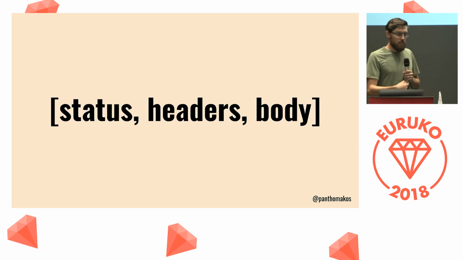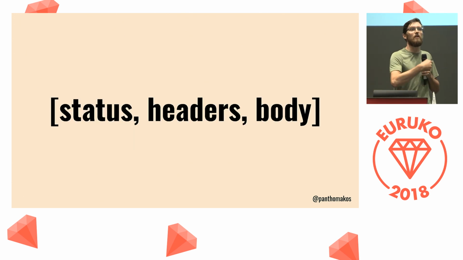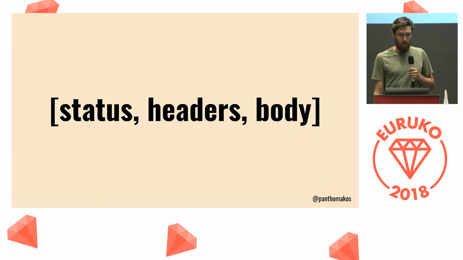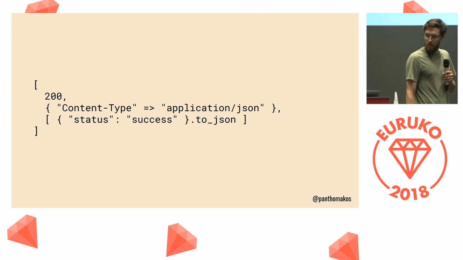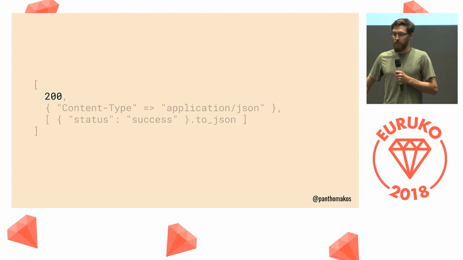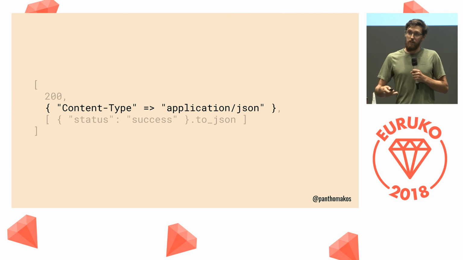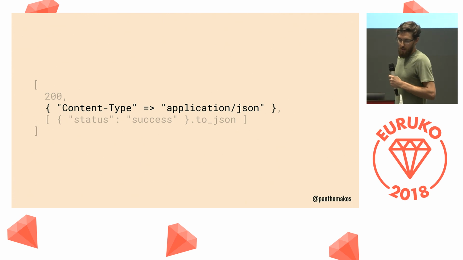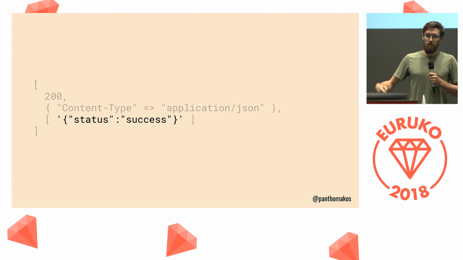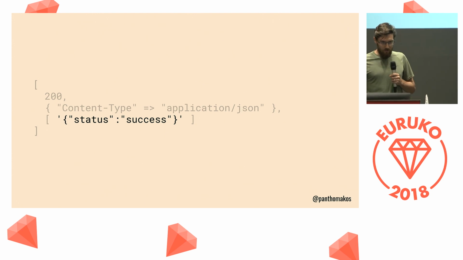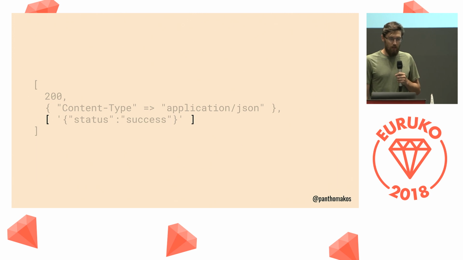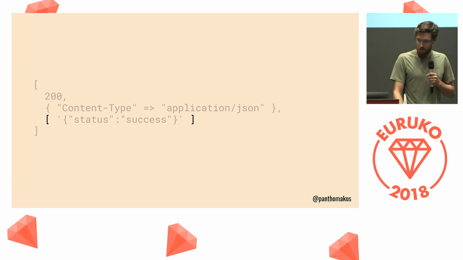So rack represents this as an array of 3 elements. The status is the status code, the headers are the hash of headers, and the body is the actual content that I'm sending back. Here's an example of that. In this case, this is a 200 response, everything's okay. I'm also sending a hash back that says the content type is JSON, so this is a JSON string, you can JSON decode it. And then I'm taking a hash, converting it to JSON, that looks like a string, and I'm sending that back as well. For the astute observers in the audience, you may have noticed that this thing has square brackets around it, which means it's an array. So why is that? Why is this an array and not just a string?